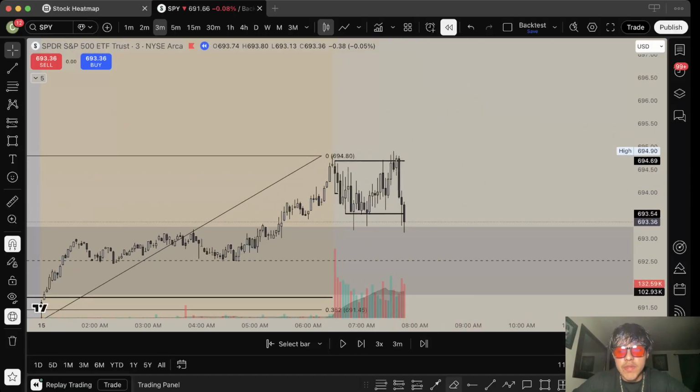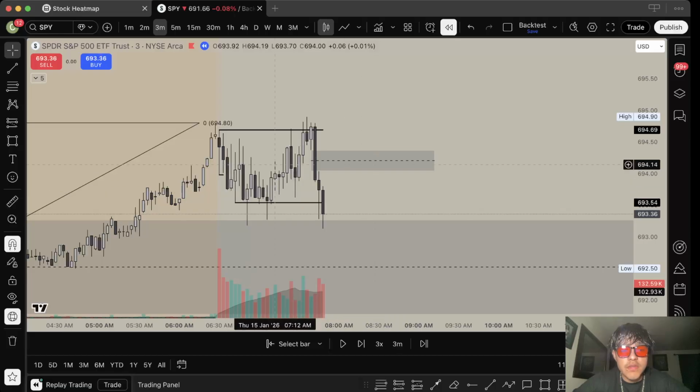Okay, now we get this displacement, right? Basically, this fair value gap to the downside, meaning there's a bit more sellers than buyers, but we still see volume is kind of choppy, right? Price is kind of choppy. So we'll just be patient, be patient.